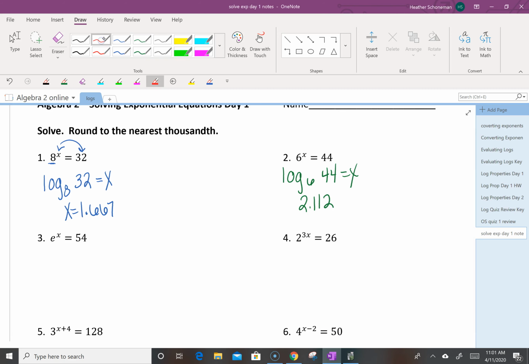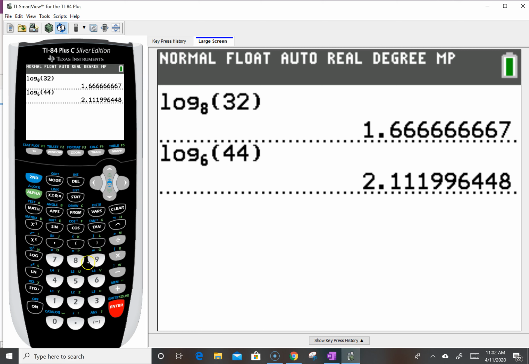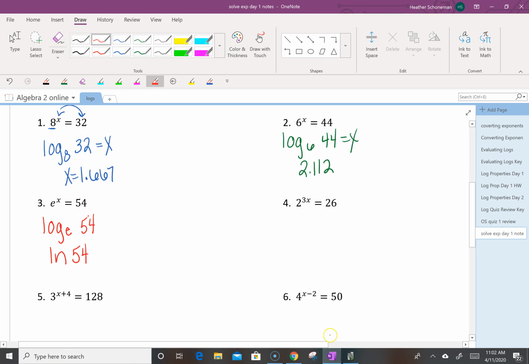Okay, let's see what happens on number 3, because now we have an e. So this would be log base e of 54. But we know that log base e is the same thing as the natural log, so we're going to write that as the natural log of 54. In your calculator, that would be the natural log of 54 to 3 decimal places, 3.989.